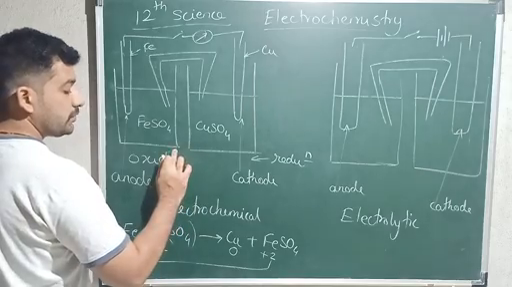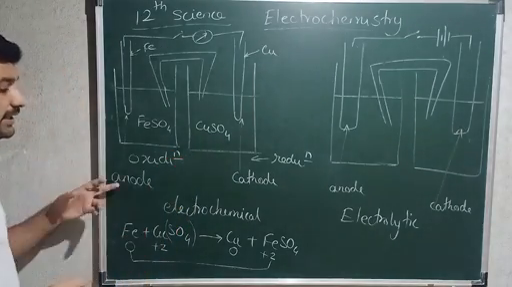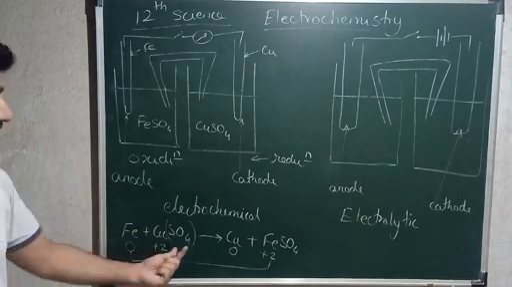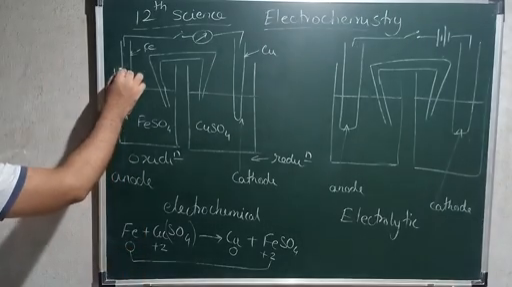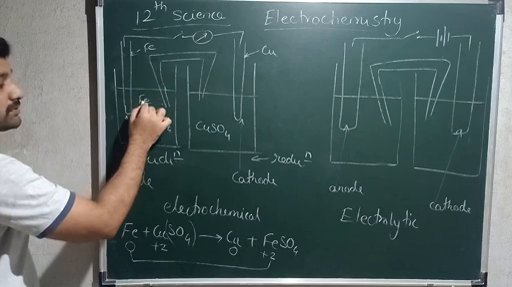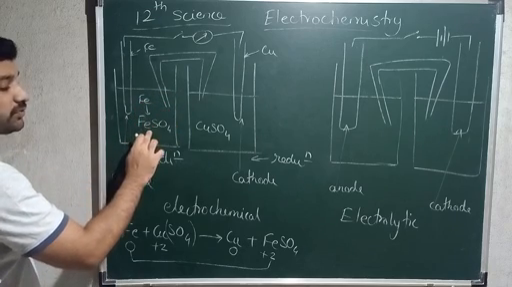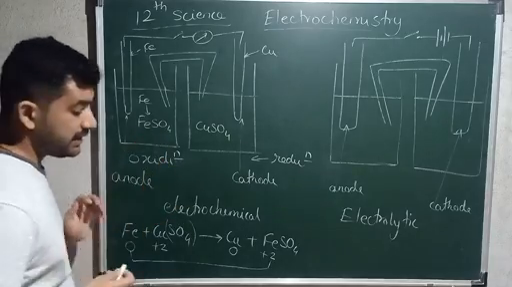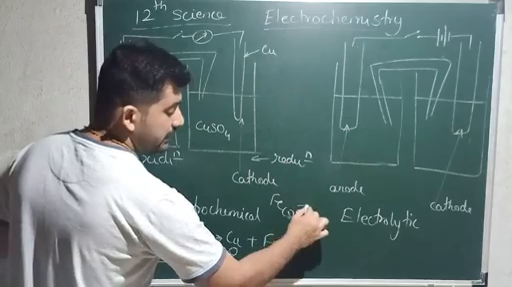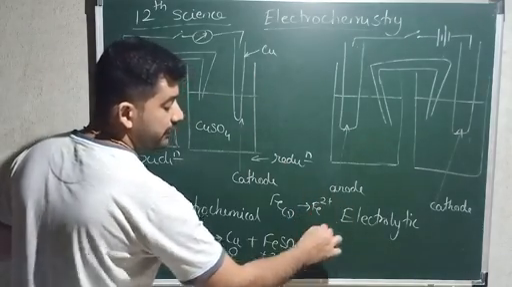Okay, so we are having oxidation reaction at anode and reduction reaction at cathode. So Fe is getting oxidized, that means what? Solid Fe electrode is getting converted to Fe2+ ions. I will write down this reaction separately over here. Fe solid is getting converted to Fe2+ ions.